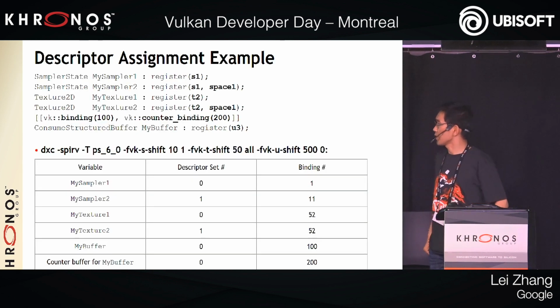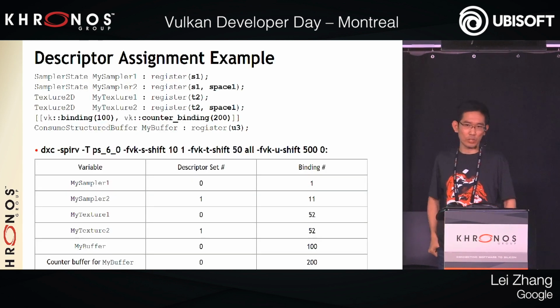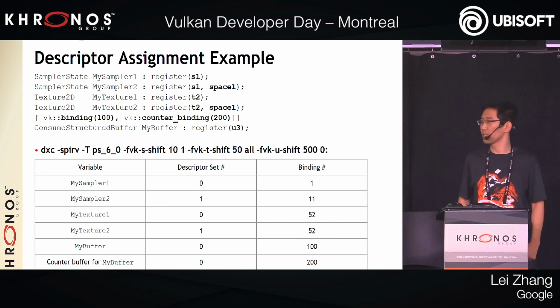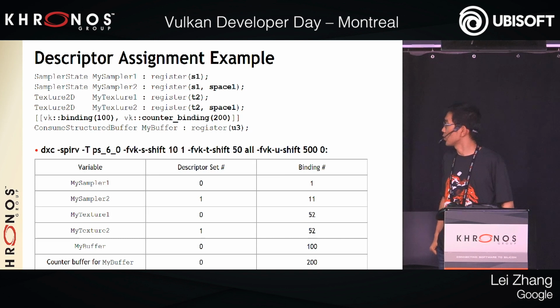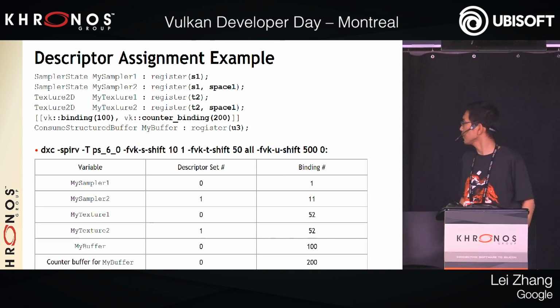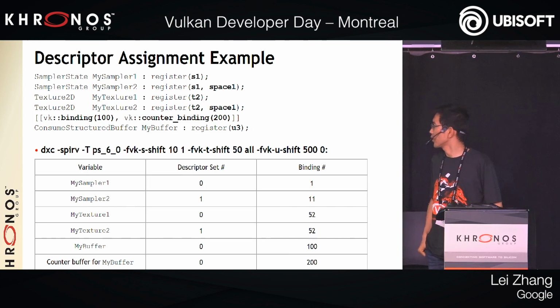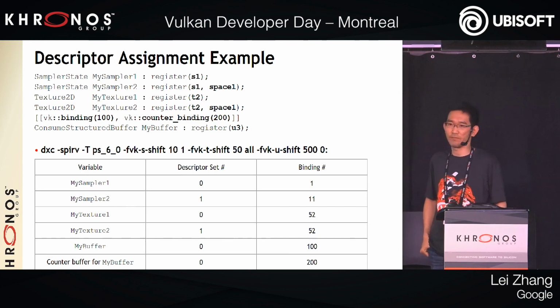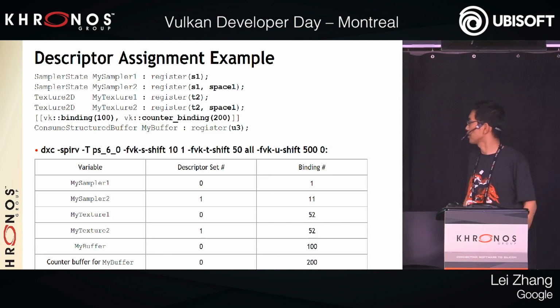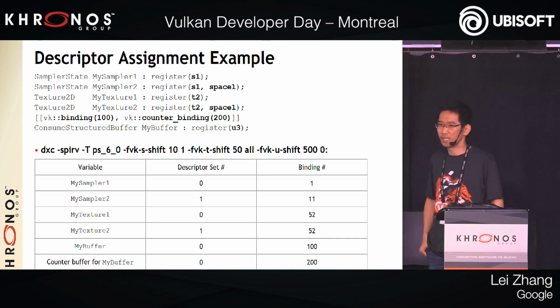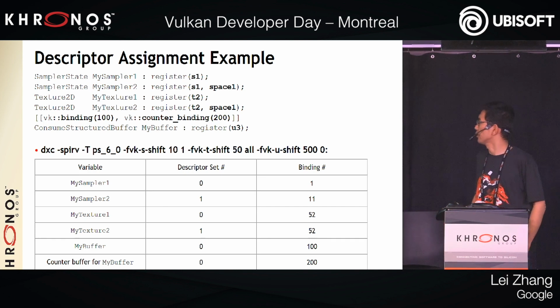So an example to show this, we have 5 resources here, 2 samplers, 2 textures, and 1 UAV. On the command line, we set to shift all samplers in set 1 by amount 10. So sampler 1, which is in descriptor set 0, is not affected. It's still taking binding number 1. But sampler 2 in descriptor set number 1 is affected. It's taking binding number 11 now, shifted by amount 10.